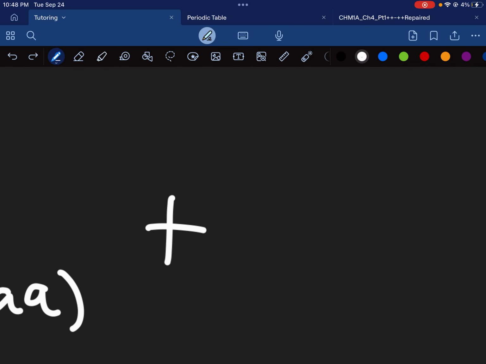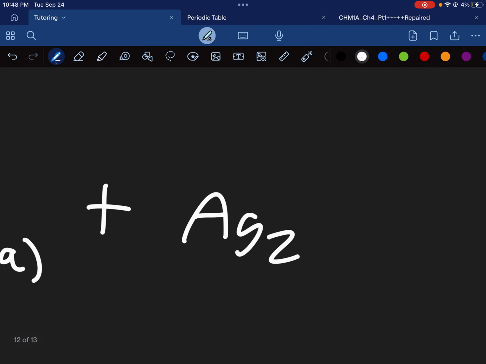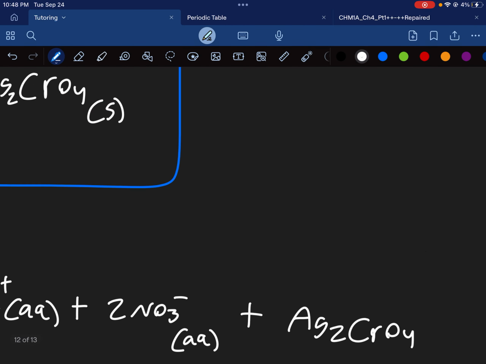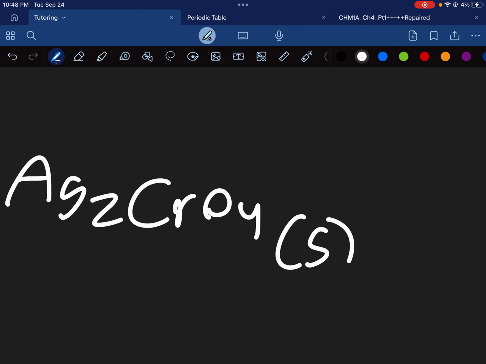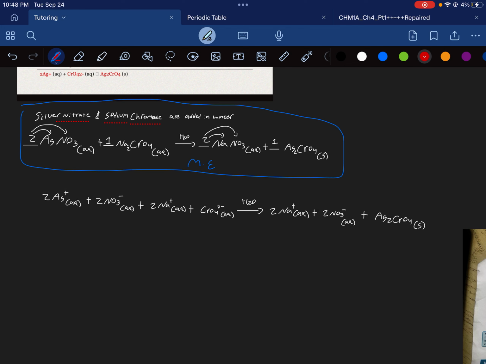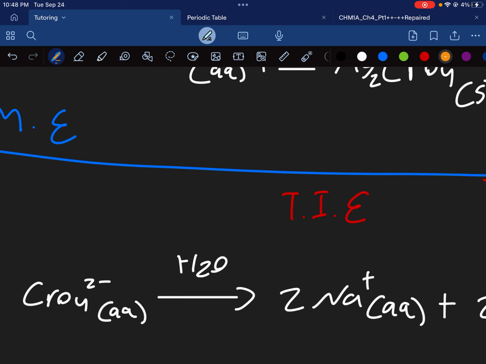That's a lot of writing. And then write the species, solid. And that's basically how you do your total ionic equation. That's literally it. I just wrote "total ionic equation" short because I don't want to write all that. So we finished our molecular equation and we finished our total ionic equation. All that's left is our net ionic equation.